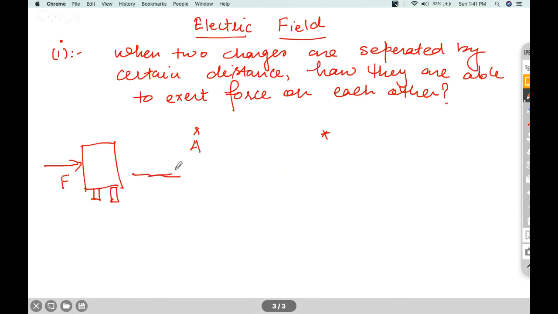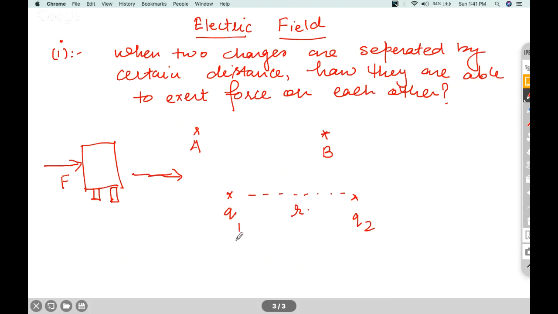And then if the force is able to overcome the friction that it is already having, and the inertia, in that particular case, I'll be able to move this almirah from place A to B. But what happens is, if two charges Q1 and Q2 are separated by a distance r, and there is no physical contact between them, still they are exerting force on each other.